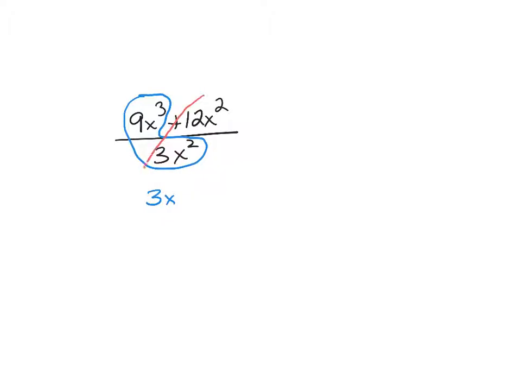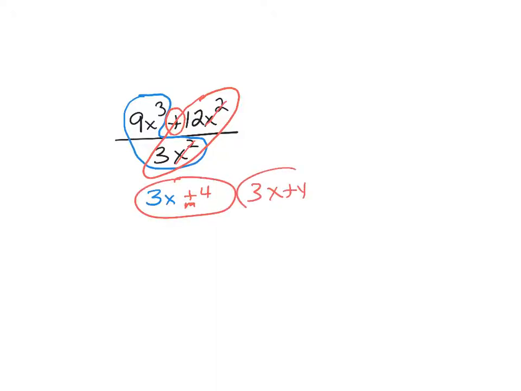Then I'm going to divide the 12x squared divided by 3x squared. 12 divided by 3 gives me 4. Now remember I have an addition here, so I put down my addition here. And as I said, 12 divided by 3 gives me 4. And in this case, the x squared and the x squared cancel. So I am just left with a final answer of 3x plus 4.